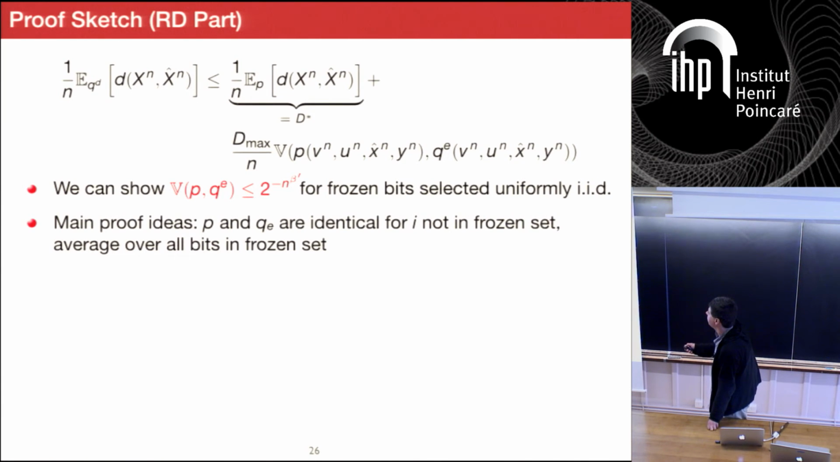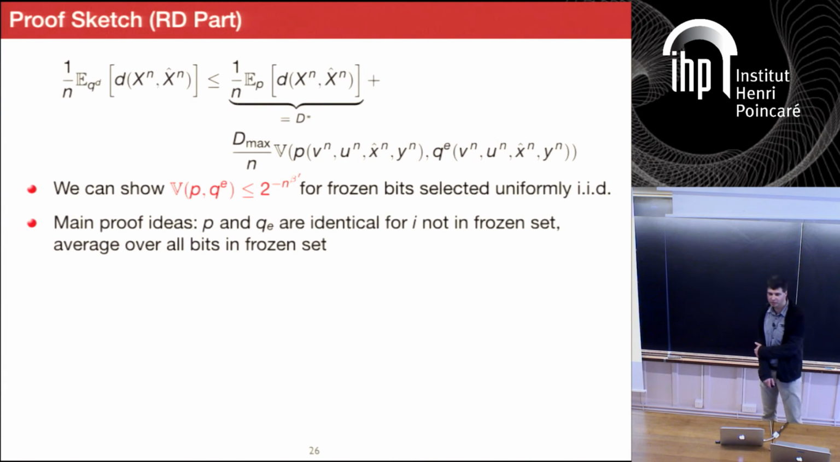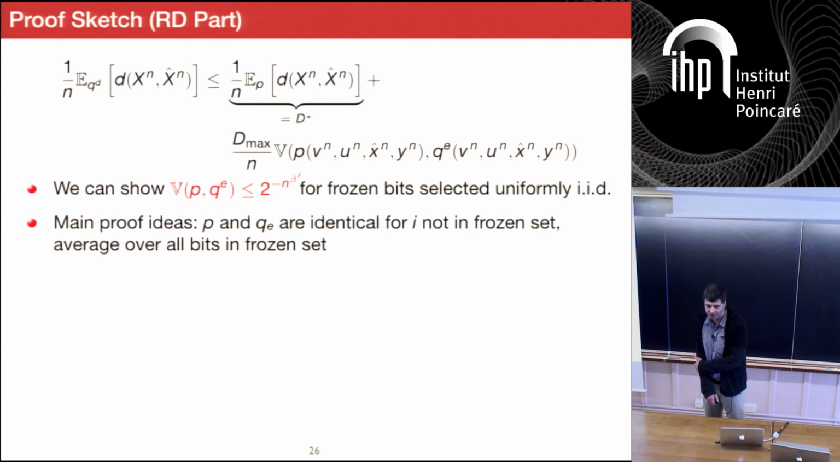The main proof idea is that this only hinges on the frozen sets. I don't want to talk about this in detail. We average over all bits in the frozen set here. That's the main idea why this works. So it matters that you set the frozen bits to be IID and not just 0? Okay, at this point it matters. At this point we have to average over frozen bits. We cannot do otherwise, because in this case we would have to share randomness between encoder and decoder.